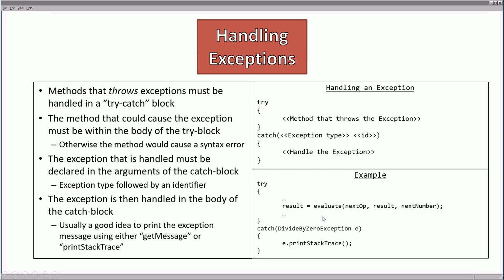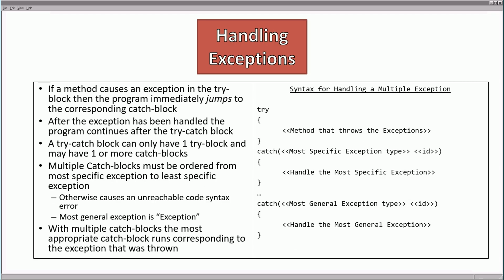Now, using this running example, we have our try and our catch block. Remember, evaluate could throw a divide by 0 exception. This is why we catch an instance of this divide by 0 exception here. We use the identifier e, and then inside the body of this catch, we call the method printStackTrace. What printStackTrace does is it not only prints out the message that is inside the exception, but it also prints out what was on the call stack whenever this runtime error happened. This can be very useful in debugging these errors.